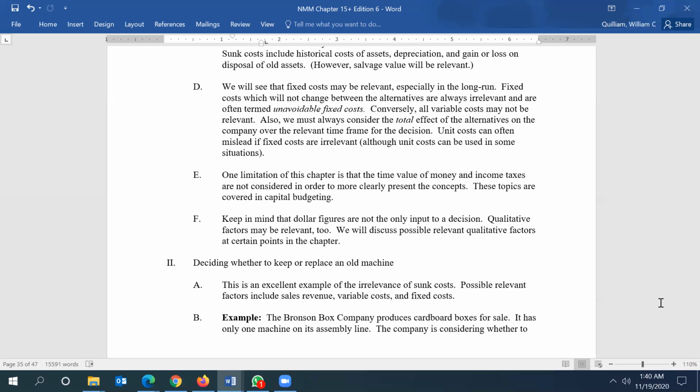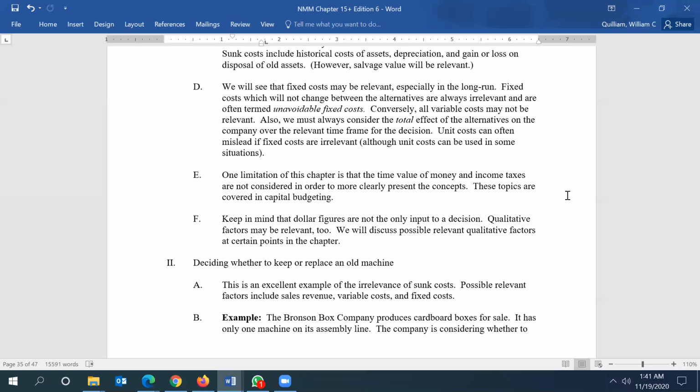Well, conversely, all variable costs may not be relevant. So we'll have a special analysis. And we must always consider the total effect of the situation on the company over the relevant time frame for the decision. Unit costs can often mislead if fixed costs are irrelevant, although unit costs can be used in some situations. And one limitation of this chapter is that the time value of money and income taxes are not considered in order to more clearly present the concepts.